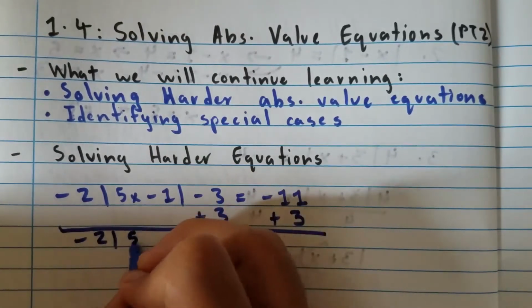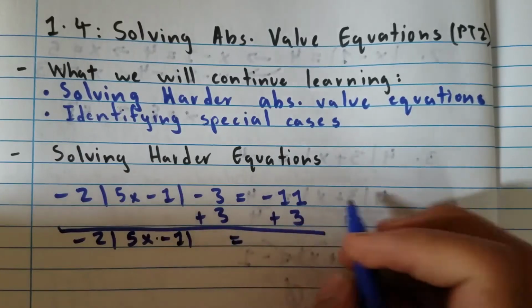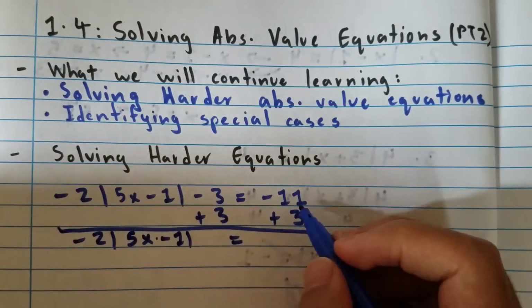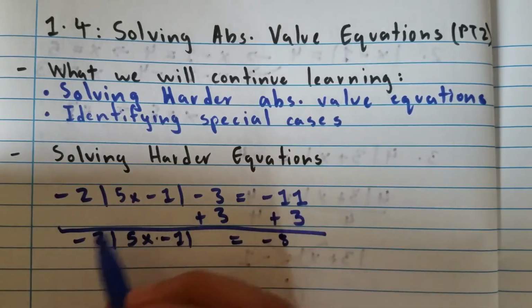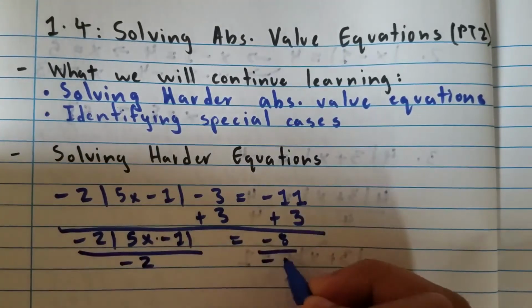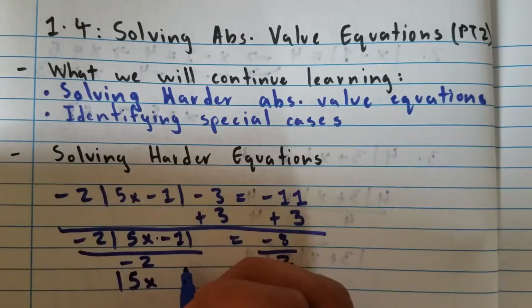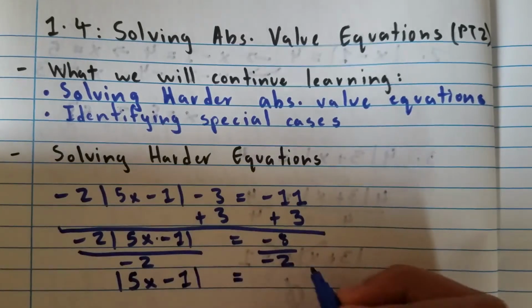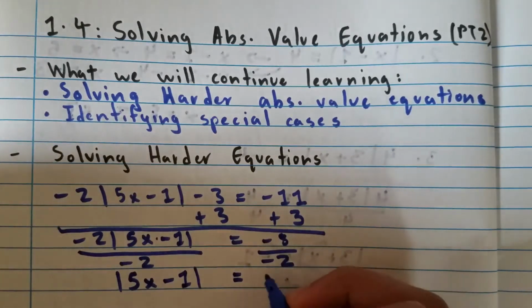And by doing so, we get negative 2 times the absolute value of 5x minus 1 equals negative 11 plus 3. And negative 11 plus 3 is negative 8. So now we can divide each side of the equation by that coefficient of negative 2. So we divide by negative 2 on each side of the equation, and we're left with the absolute value of 5x minus 1 equals negative 8 over negative 2. And negative 8 over negative 2 simplifies to positive 4.